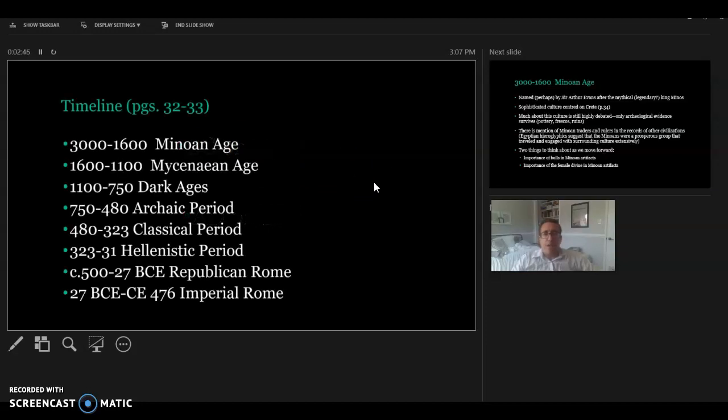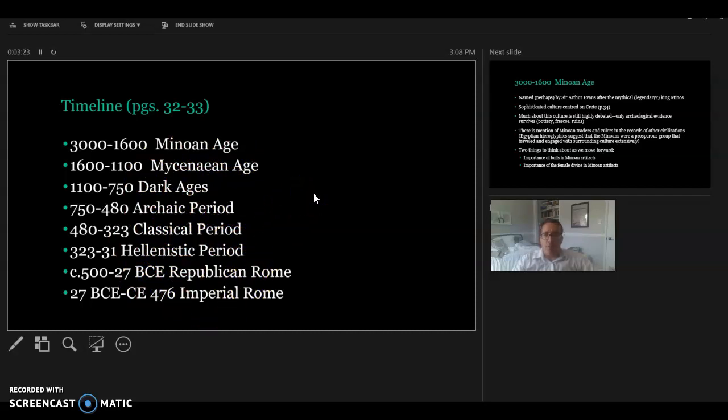The timeline we'll use goes back to 3000 BCE, so 3,000 years before the birth of Christ. We start with the Minoan Age, then the Mycenaean Age, the Dark Ages, or the Iron Age as it's sometimes called, the Archaic Period, the Classical Period, the Hellenistic Period, then we get to Republican Rome and Imperial Rome. We're going to concentrate on the first five. We won't read any text from the last three. We're looking at older stuff. We're not getting into Roman mythology this semester.